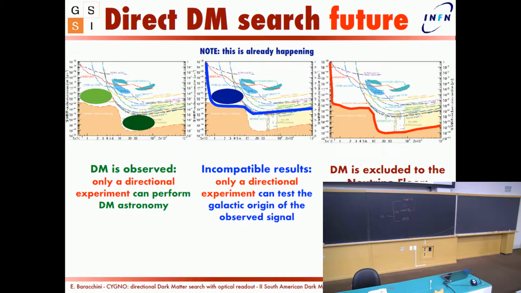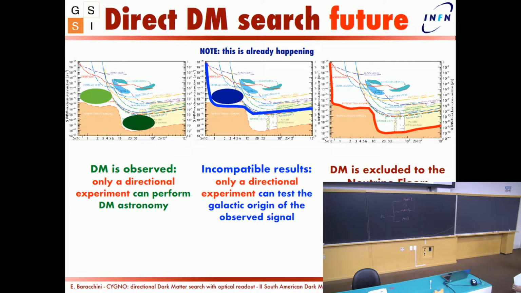So let me conclude with just a couple of words about the dark matter future, okay? Because there are only three scenarios, I think. Either we observe dark matter and we are all happy, but then you need a directional dark matter experiment to do dark matter astronomy. Or else we have some incompatible results. Some say they saw some signal, some say they exclude it, and we are already in this kind of situation. Then you need a directional dark matter signal to decide if this is true or not.